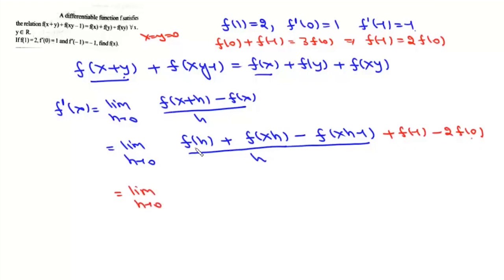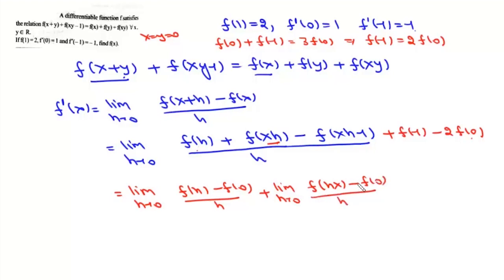One of the f(0) we'll take it with f(h). So it will be this f(h) minus f(0) upon h plus this limit h tends to 0. One of them we'll take it with f(xh). So it will be f(hx) minus f(0) upon h. And then finally we have this minus, and then this limit h tends to 0 f(minus 1 plus xh) minus f(minus 1) upon h.